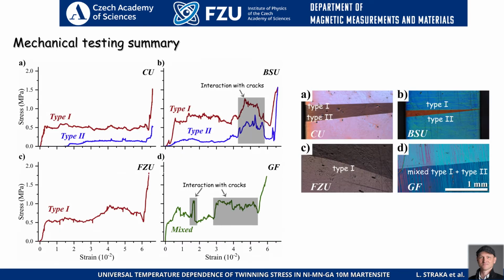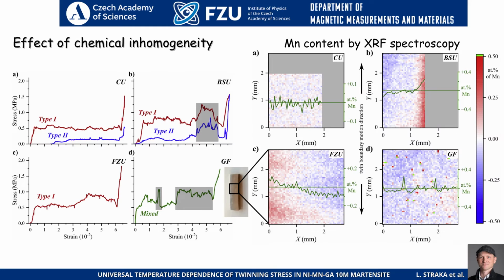And here is a summary of these room temperature measurements. We can see that in crystals where we are able to create type 1 and type 2 twin boundaries, we separately measure both of them, and in the rest of crystals we measure what we have. It means type 1 in FZU sample and this mixed boundary in Goodfellow sample. And now we compare these measurements with the crystal properties.